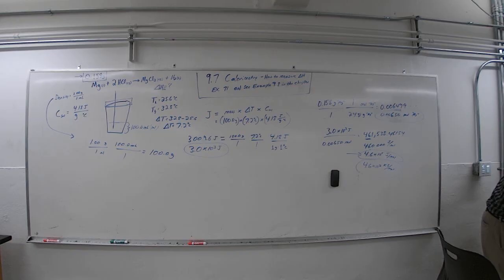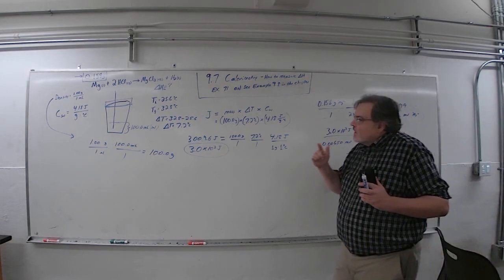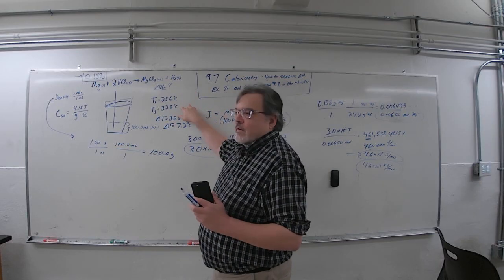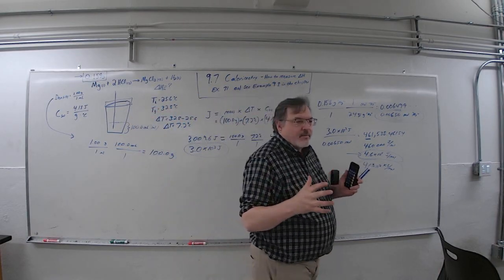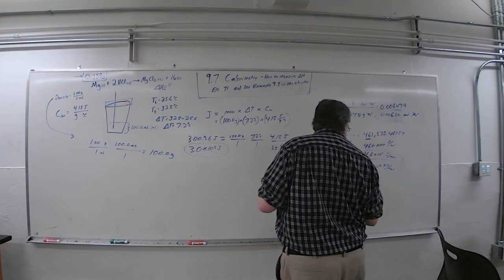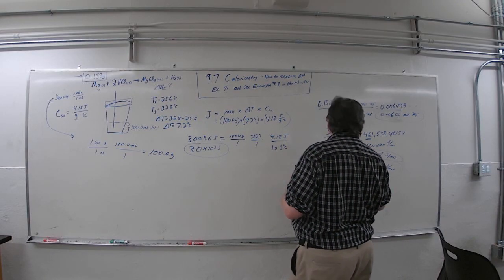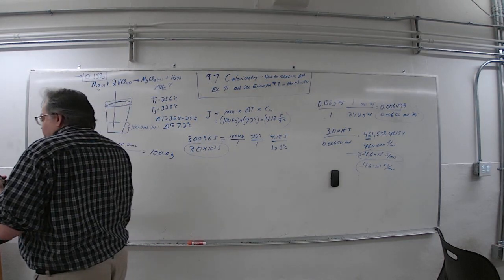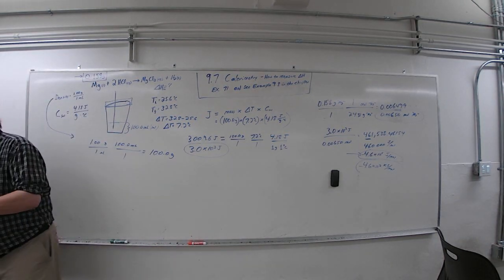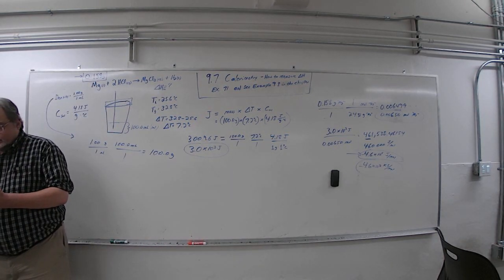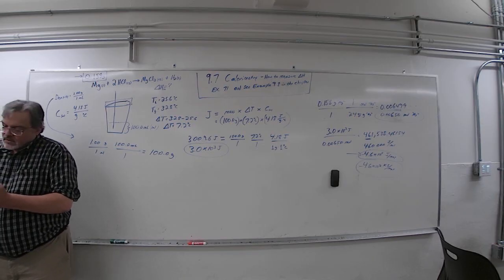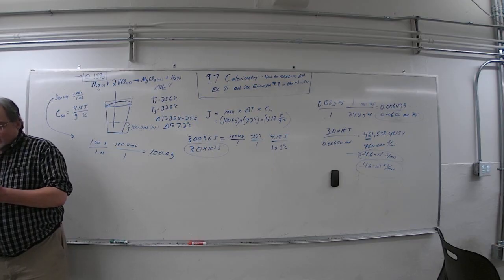Oh, I forgot the negative. Here's how you know it's negative: because temperature went up. So heat came out and heated up the solution. Should have a negative there. So using calorimetry, this is how you measure the delta H for a reaction.